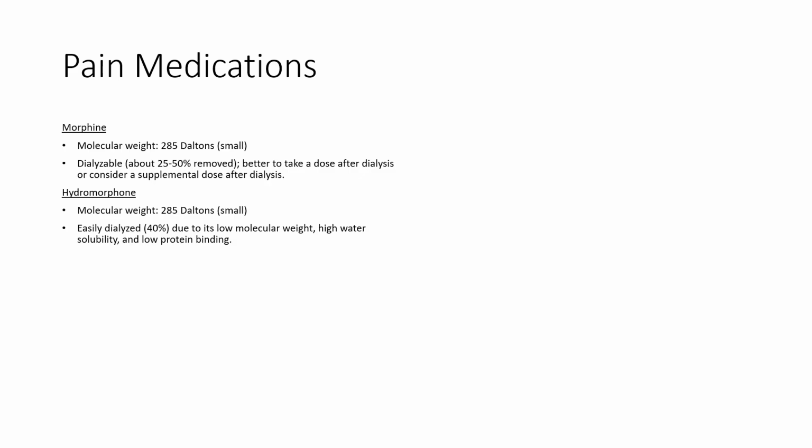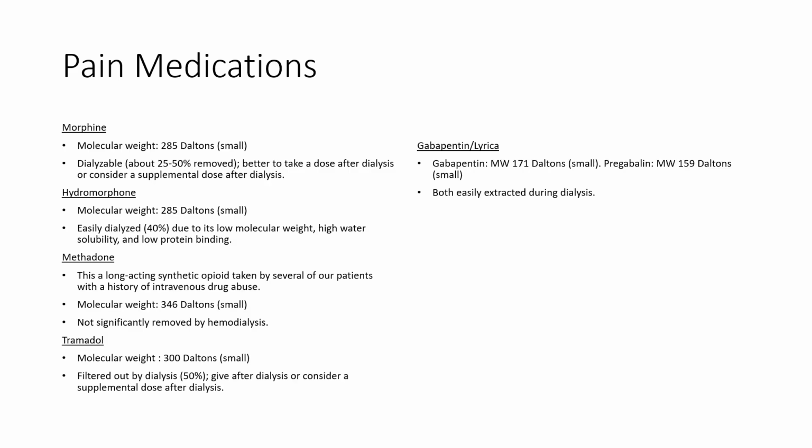Hydromorphone, also known as Dilaudid, is also a small molecule, 285 daltons, and it's easily dialyzed with up to 40% of its plasma dose removed during dialysis treatment due to its low molecular weight, high water solubility, and low protein binding. In contrast, methadone is a long-acting synthetic opioid taken by several of our patients with a history of intravenous drug abuse. Small molecule, but it's mostly protein-bound, so it's not significantly removed by dialysis.